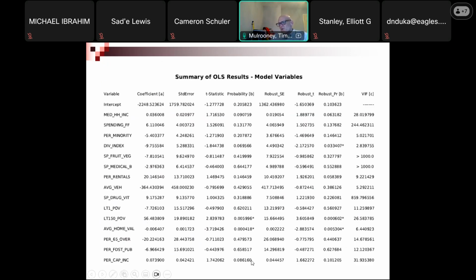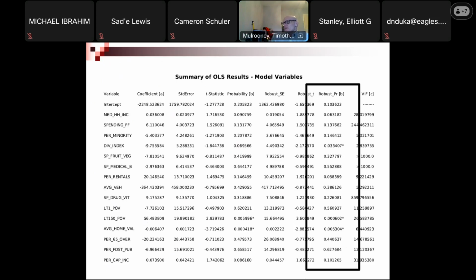Percentage of people over the age of 55. You notice here, this per capita income is 0.08, but it's not starred. The significance level that we're looking at here is less than 0.05. So you see a 0.005, 0.004. I can see a 0.069. We'll go through and figure out what those mean. And then I look at these robust probabilities a little bit more here, and I can see the stars attached to those with the diversity index.